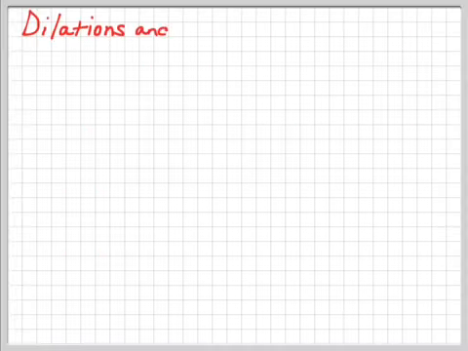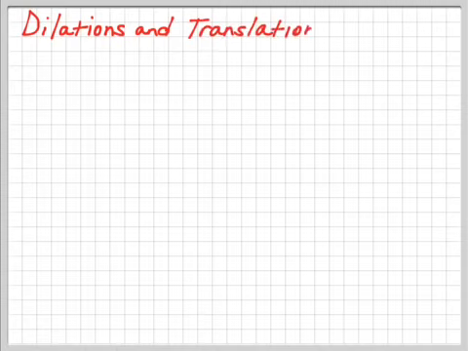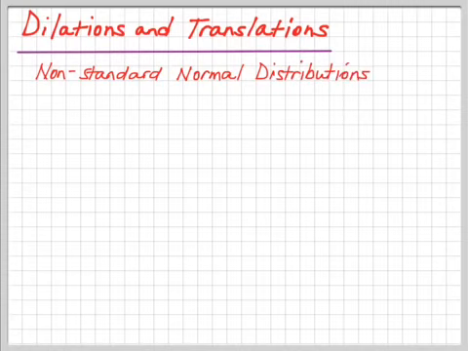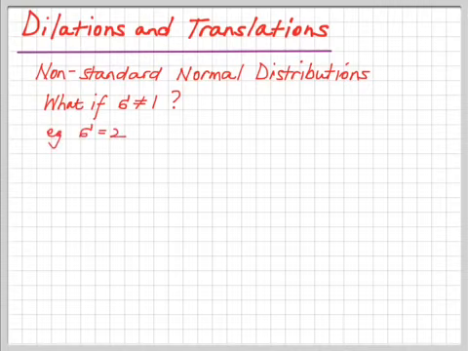Okay? Now, here we go, guys. Fasten your seat belts. Dilations and translations, okay? Right. Now, for non-standard normal distributions, this is what we're going to study. What about if the standard deviation wasn't 1, okay? Which is pretty well normally the case, guys, pardon the pun, normally. Okay, what about if sigma, which is the symbol we use for the standard deviation, what if it was 2?